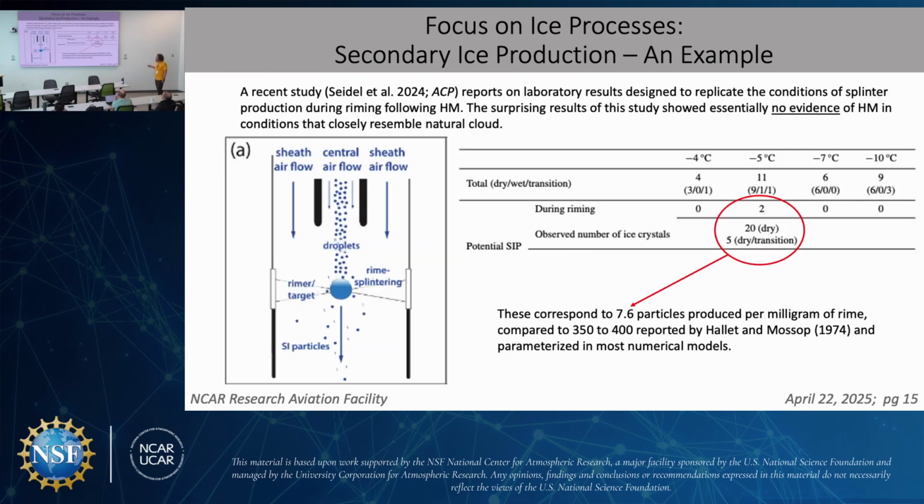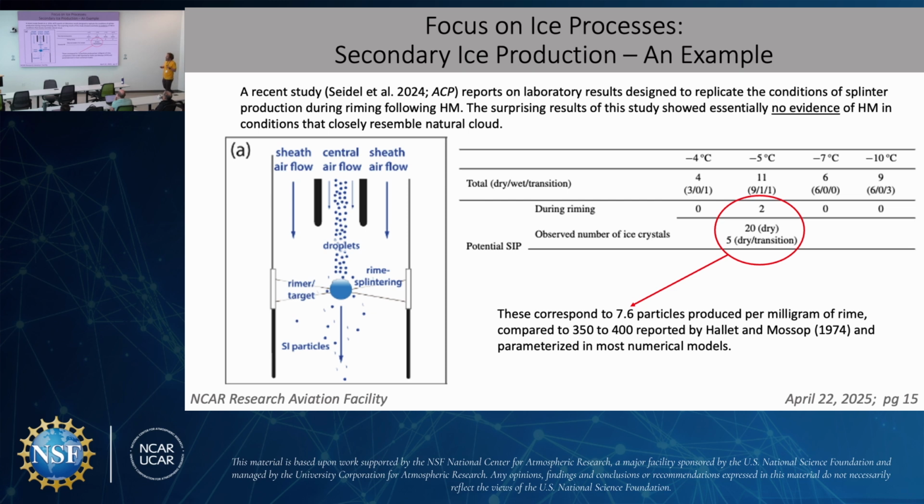Okay, even more recently was this paper that was published in ACP in 2024 by the German group, where they were trying to reproduce the results of the rime splintering in a laboratory, and they had very, very well controlled conditions where they were taking an ice sphere, suspending that, and passing supercold droplets across that, and trying to measure the number of splinters produced.